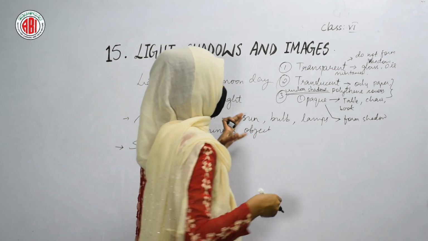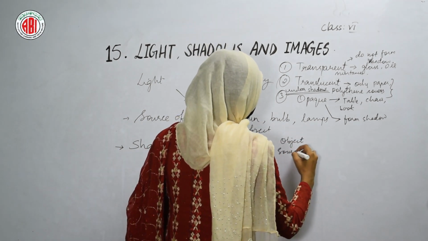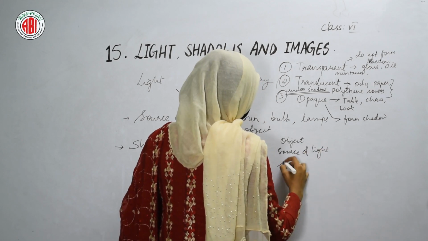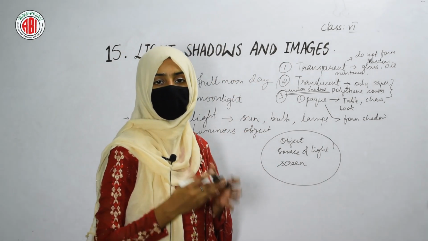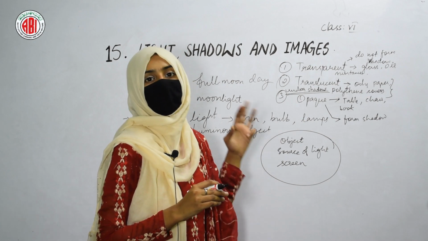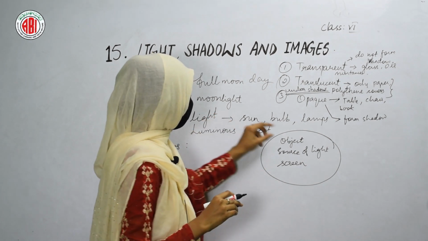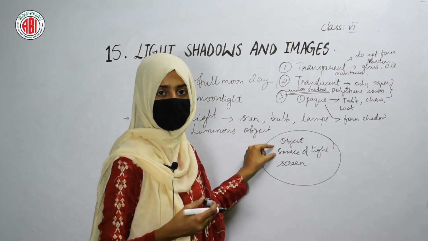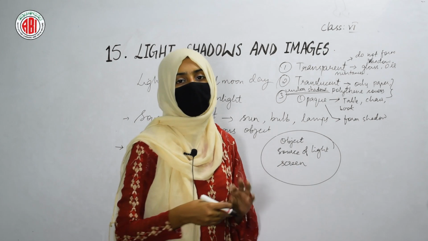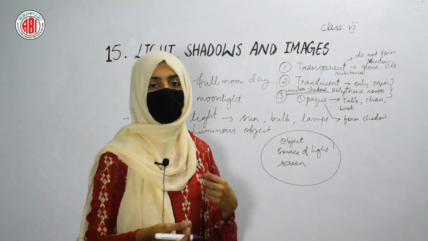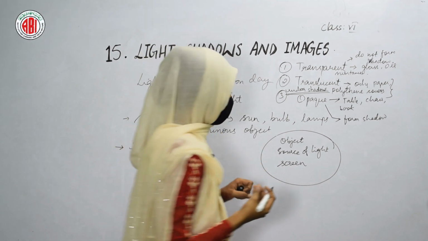The formation of a shadow requires not only an object and a source of light, but also a screen on which the shadow forms. So whenever you want to observe the shadow of any object, you need to check whether these things are present. We need an object, a source of light, and a screen. If these three things are present, then you can observe the shadows of different objects. So the screen also plays a very important role in the formation of shadows.